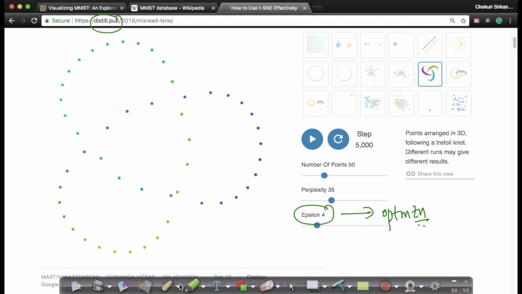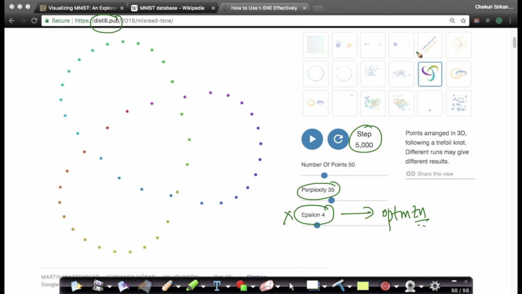Just ignore epsilon. You can change your steps and your perplexity for various shapes, all the shapes that we studied. And as you change your perplexity and step, you can play around with this data to get a very, very good sense of how t-SNE behaves. This is one of the best live examples that I've seen on the internet of explaining how t-SNE works internally.